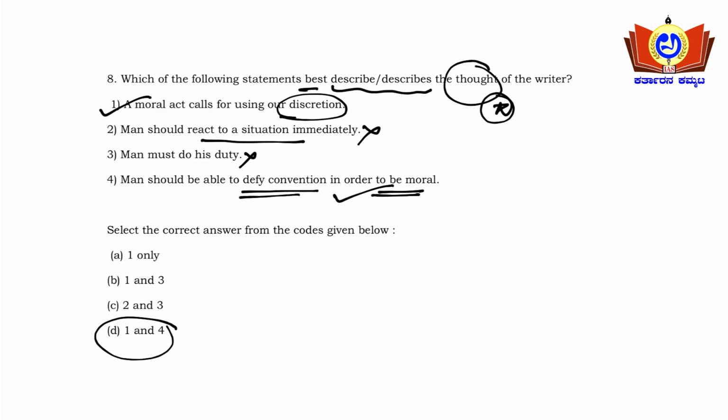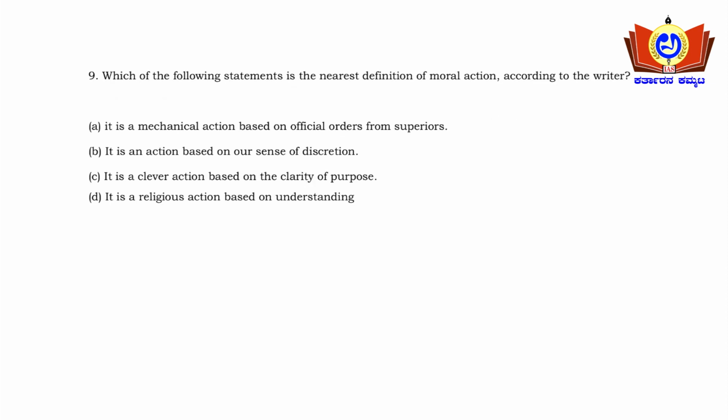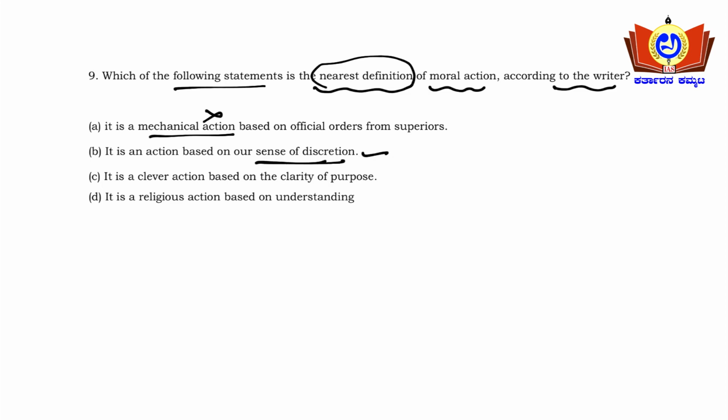So the next question is, which of the following statements is the nearest definition of moral action according to the writer? It's a mechanical action, no, wrong. It's an action based on our sense and discretion, yes, this is correct. It is a clever action, no, again wrong. It is a religious action based on the clarity of purpose, no, also wrong. Easy question, option B will be the right answer.